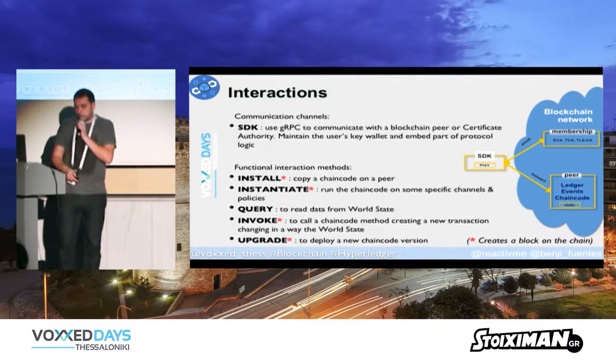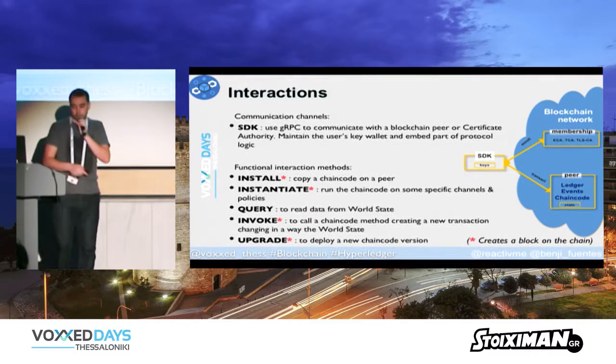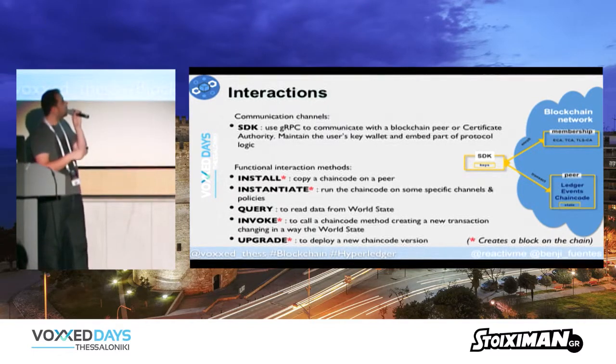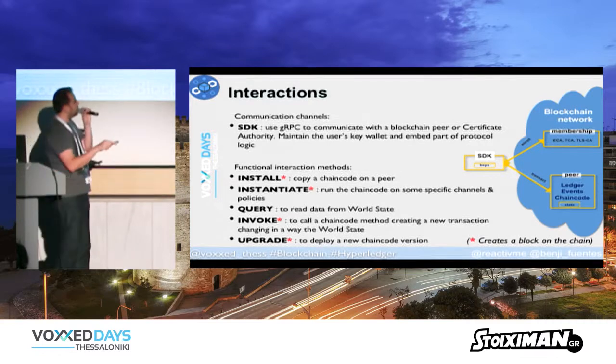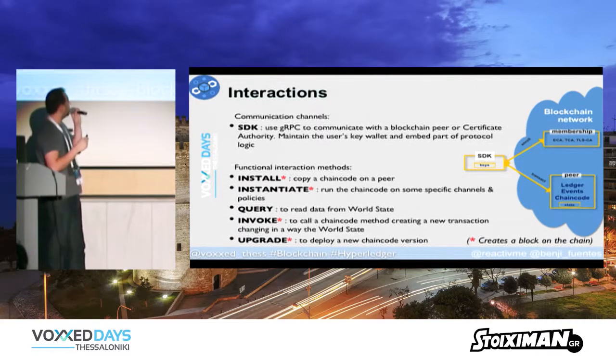Here are the main functions or methods that you can use. Installing copies your application on a peer, it's just a copy. Then when it's copied, it has to be instantiated, which means it has to run inside your peer. After that you can query your application, which is just a query, a pull. And invoking will change the state of the asset you are managing inside your application.